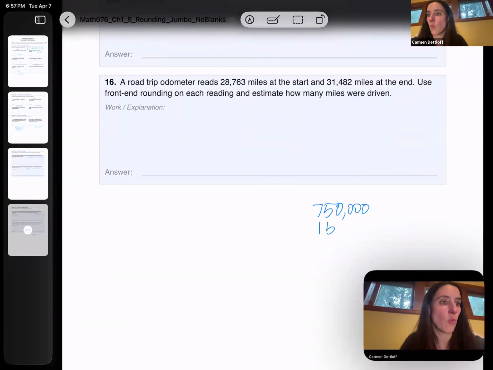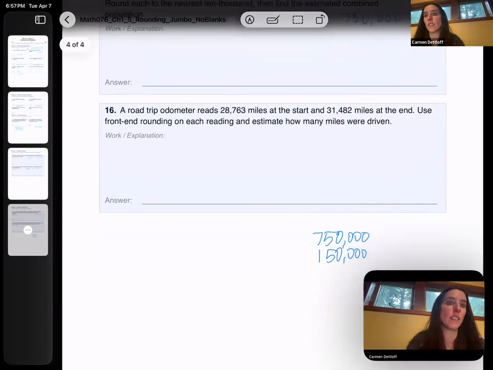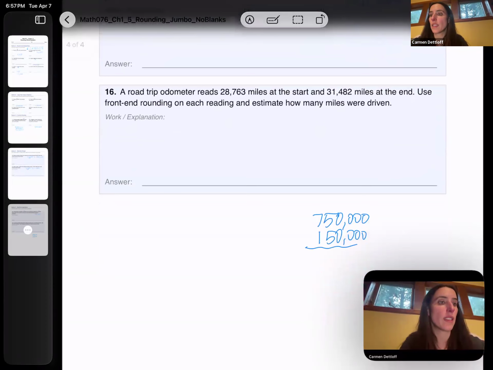750,000 and 150,000. Those are my two numbers. And it said, round each to the nearest 10,000, which we did. And then it said to estimate the combined population. Combine in math means to add. We're combining two things into one. So I'm going to add these together.